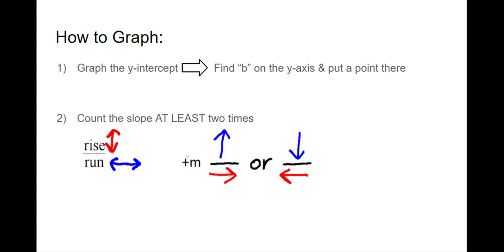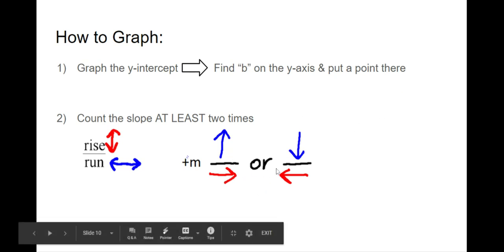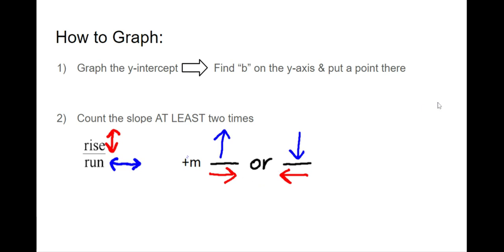So if you have a positive m, you should either be moving up and to the right or you're moving down and to the left. So notice that both of those directions have been reversed. And then if your m is negative, I should be moving down and right or up and left. So kind of keep those in mind while you guys are graphing.